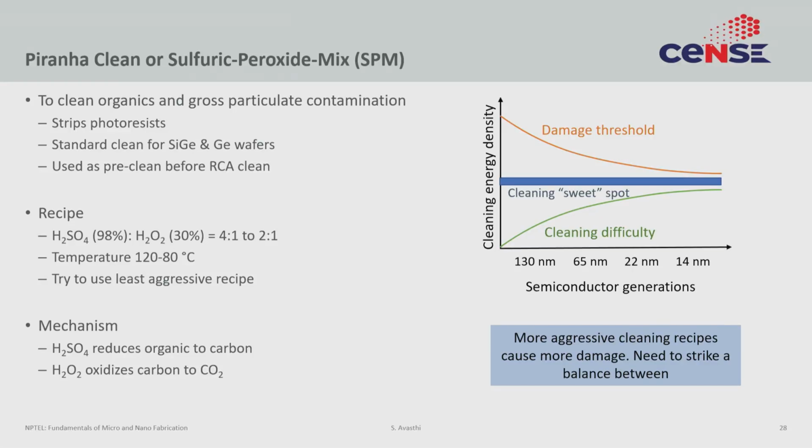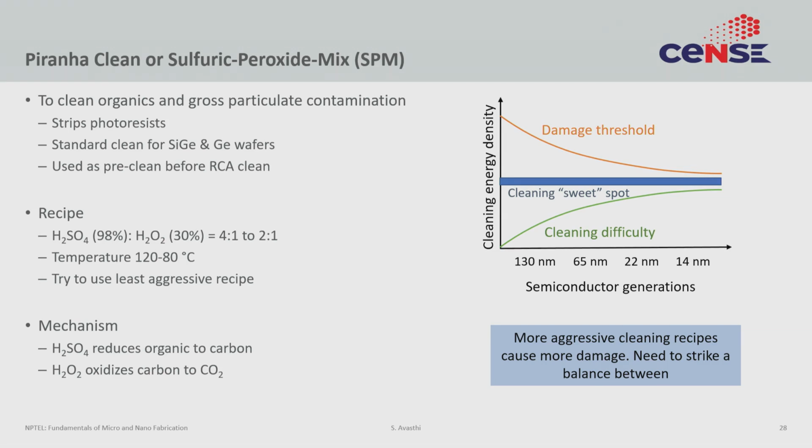The temperature of the mixture is often kept at 120 to 180 degrees C. In general, you want to use the least aggressive recipe, and that brings us to the first concept that I want to highlight. Any cleaning recipe is fundamentally an etching recipe. You are trying to etch the contamination on top, but that etching may also etch the silicon or the structures that you have fabricated on top.